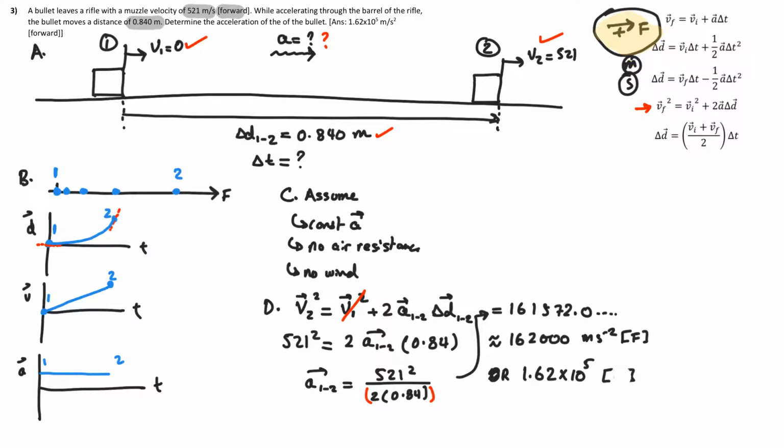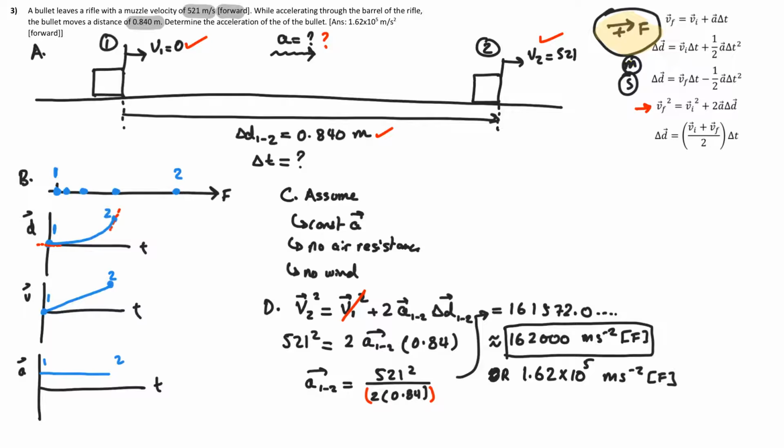And I'm going to erase this as well because I forgot the unit here. This is meters per second squared, and that's forward. So that's my final answer. So one of these two. It just needs to be in the correct number of significant figures.